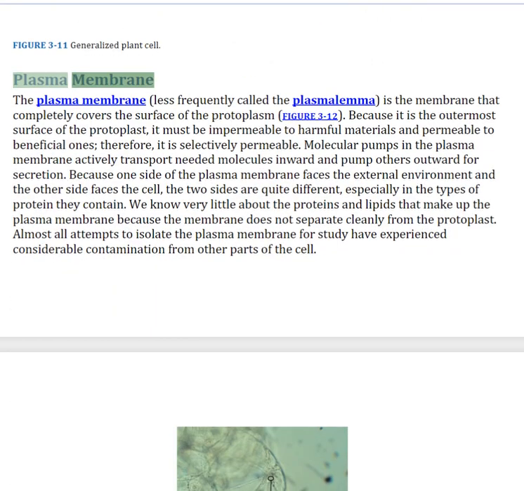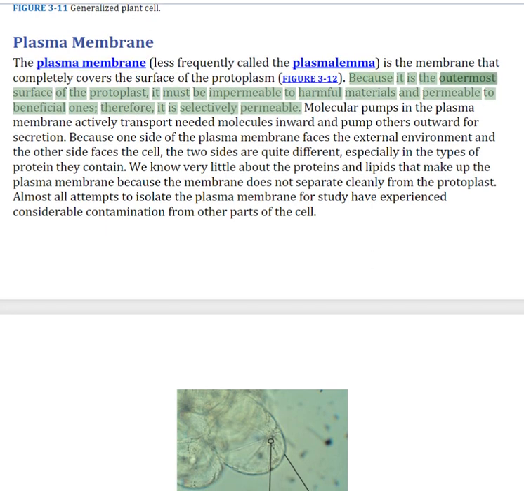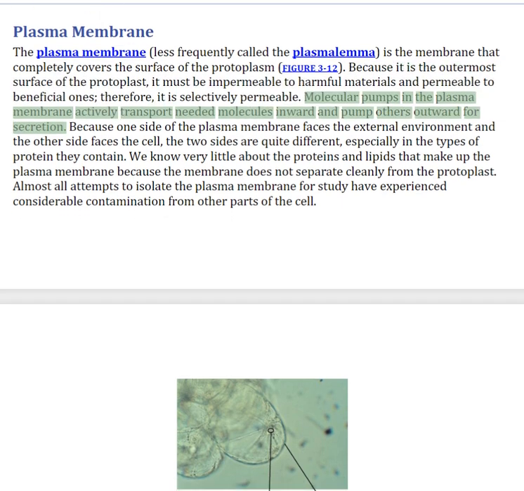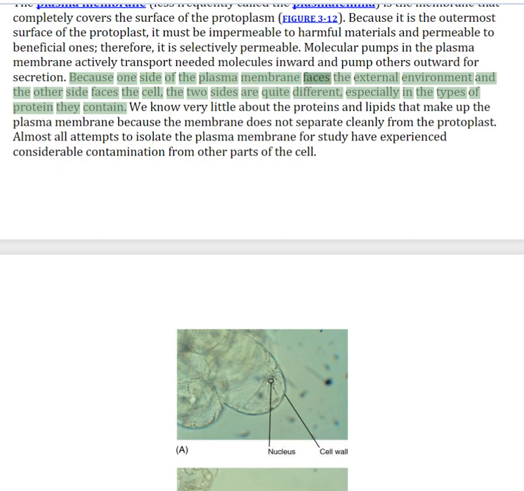Plasma membrane. The plasma membrane is the membrane that completely covers the surface of the protoplasm. Because it is the outermost surface of the protoplast, it must be impermeable to harmful materials and permeable to beneficial ones; therefore, it is selectively permeable. Molecular pumps in the plasma membrane actively transport needed molecules inward and pump others outward for secretion. Because one side of the plasma membrane faces the external environment and the other side faces the cell, the two sides are quite different, especially in the types of protein they contain.